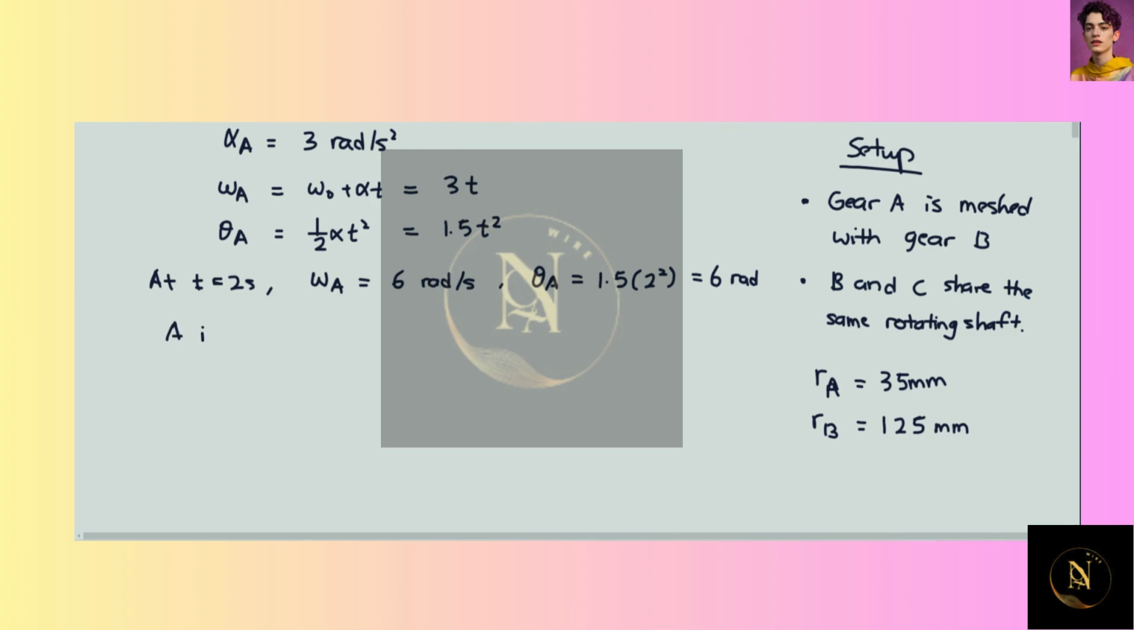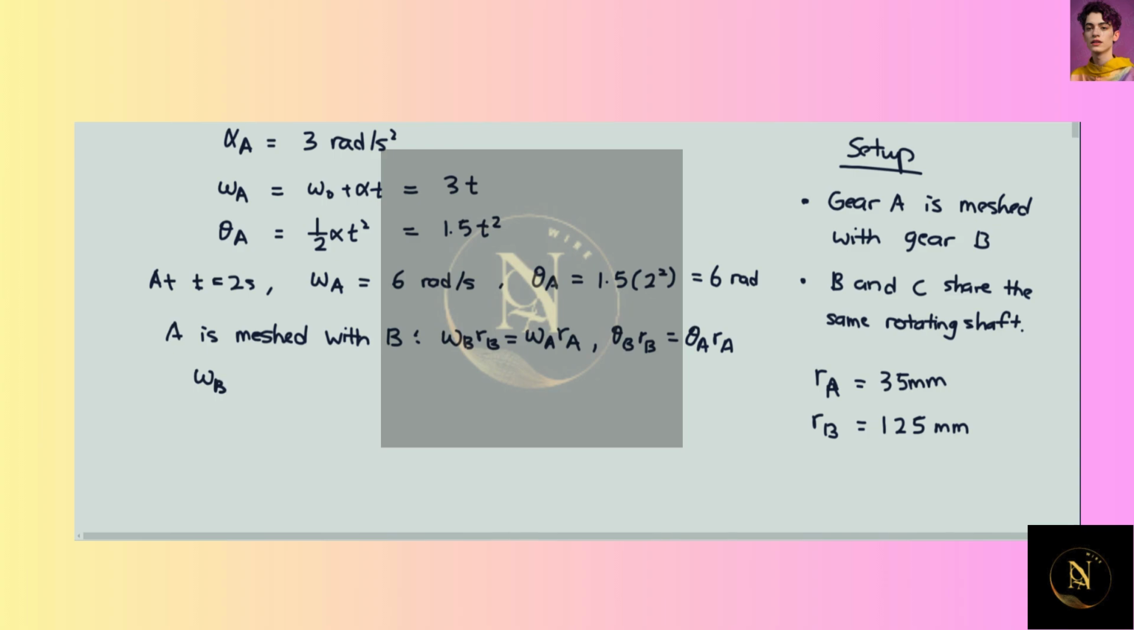Okay, so A is meshed with B. This means that omega B RB equals to omega A RA, and then theta B RB equals to theta A RA. Okay, so the angular displacements, the displacements which is described in this equation, and the tangential velocity, they must have the same magnitude.